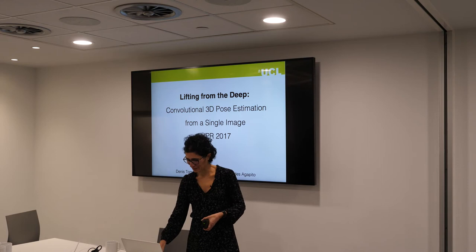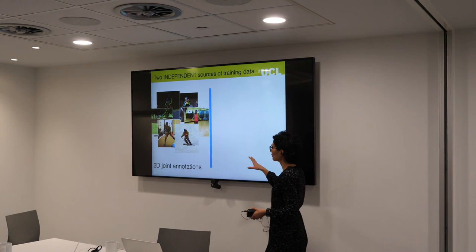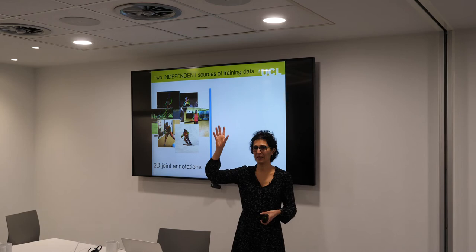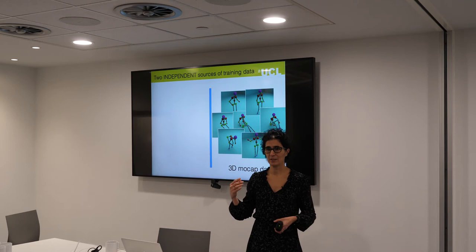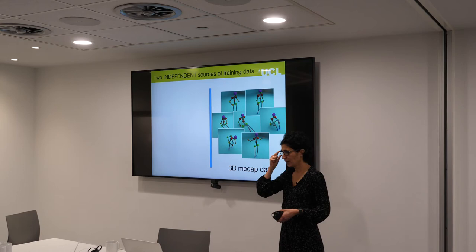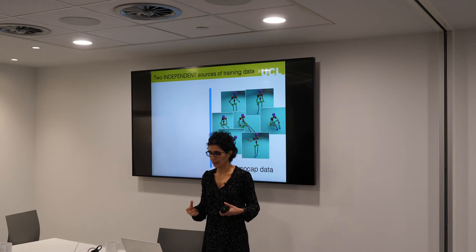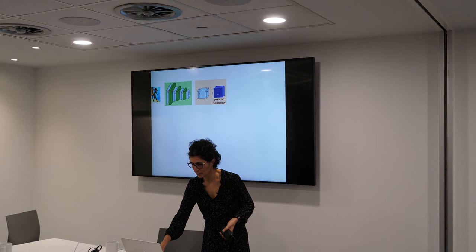So the main idea here is, as I said before, that we normally have 2D joint annotations for images, and there are many, many data sets that give us this for real world images, for in the wild images. And then at the same time, there's tons and tons of 3D mocap data. So just 3D mocap data, not necessarily associated or aligned with the images. So the idea is to use these two independent sources of training data and not to need to have them together, so to have images with 3D labels.